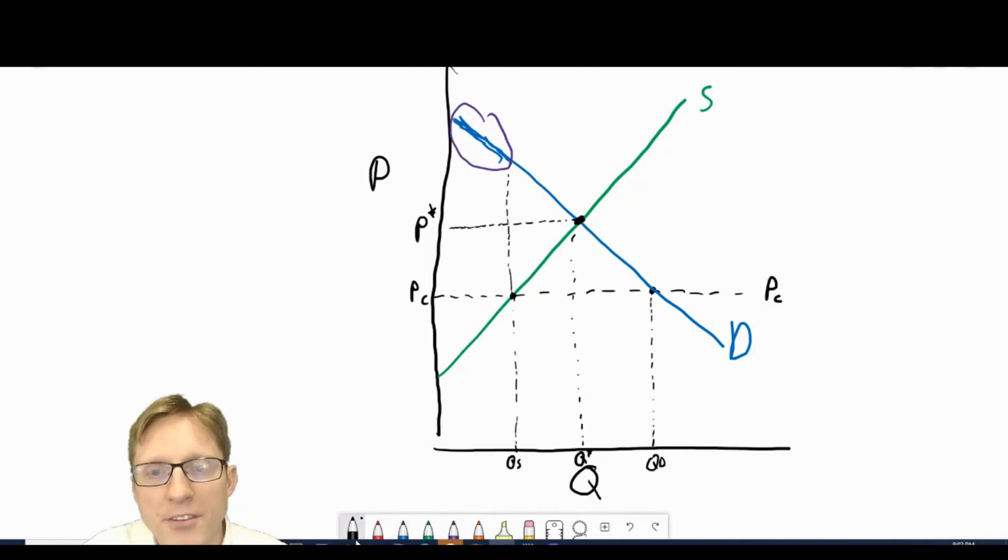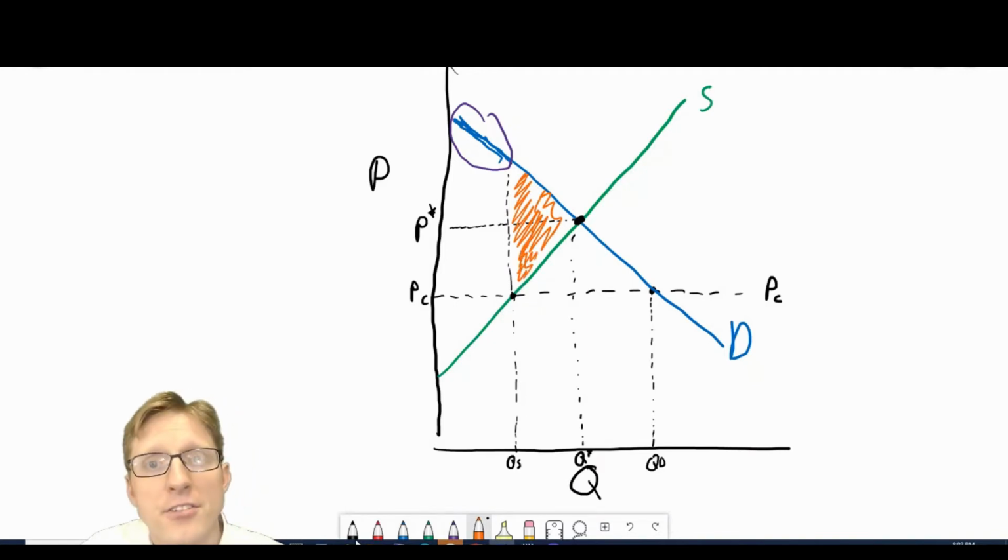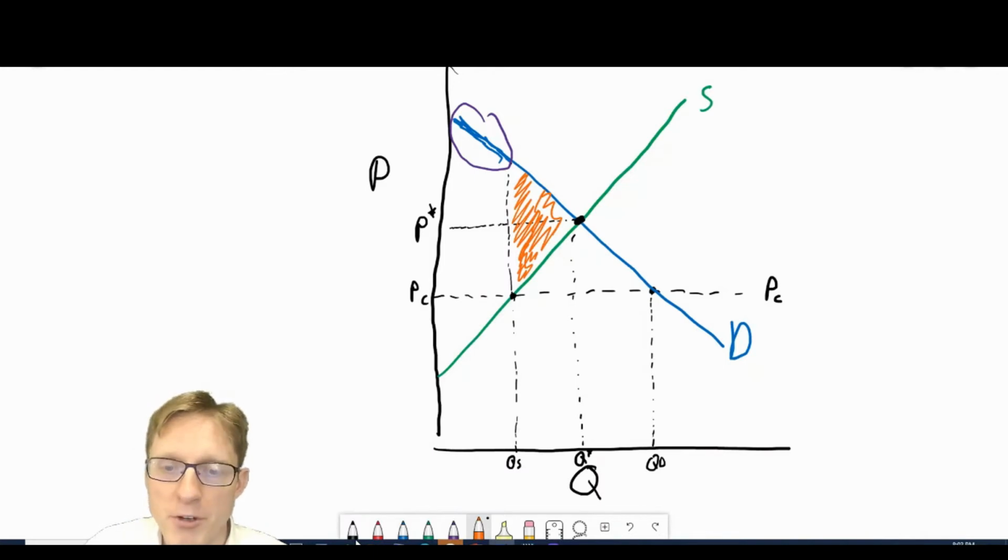So let's look at this. If this is the number produced, we can see that there is some area here, this triangle shown in orange, that represents the units which would be efficient if they were transacted. Like we could take one example right here.